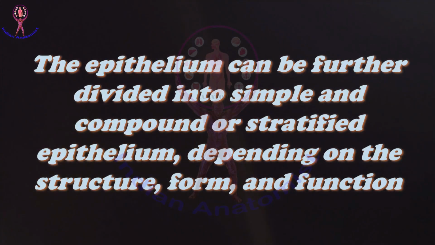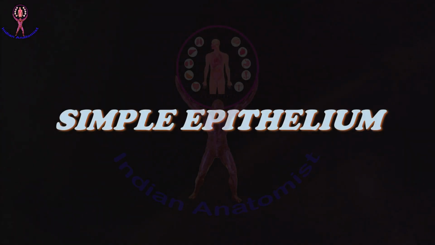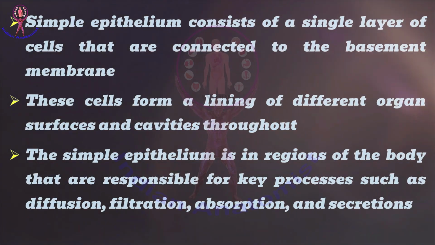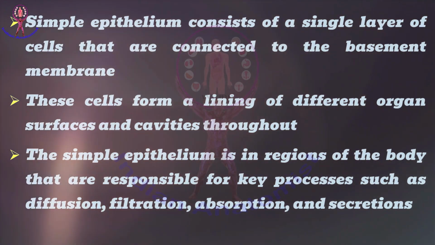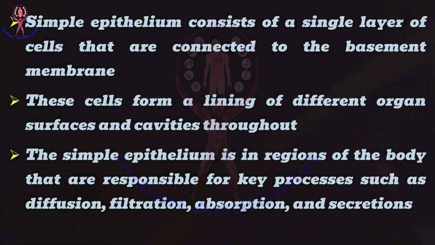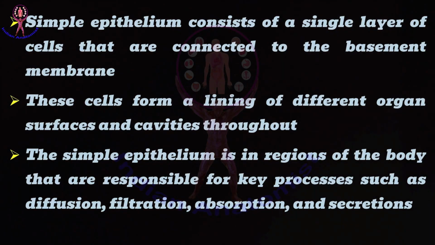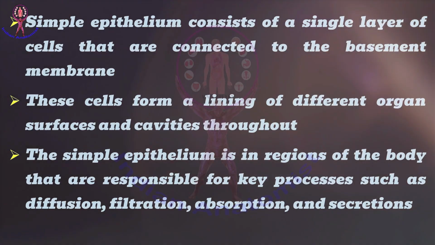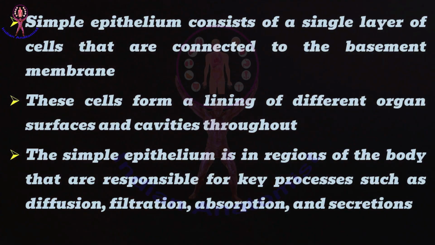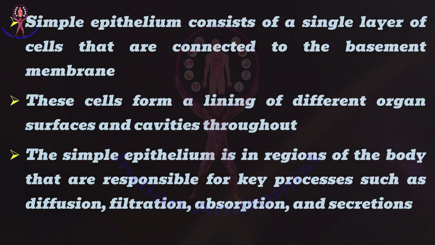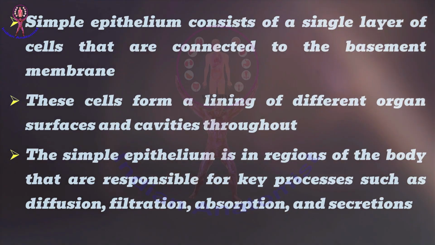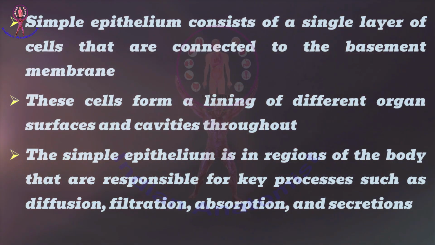The epithelium can be further divided into simple and compound or stratified epithelium, depending on the structure, form, and function. Students, first we will see the simple epithelium. The simple epithelium consists of a single layer of cells that are attached to the basement membrane. These cells form a lining of different organ surfaces and cavities throughout. Simple epithelium is found in regions of the body that are responsible for key processes, such as diffusion, filtration, absorption, and secretions.